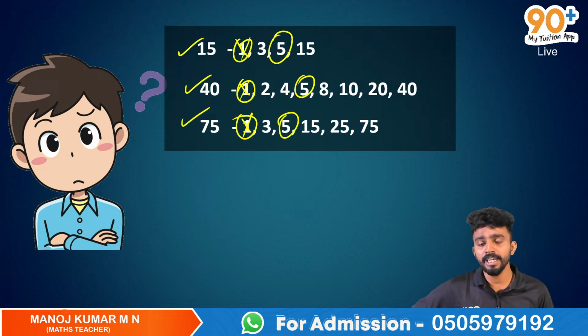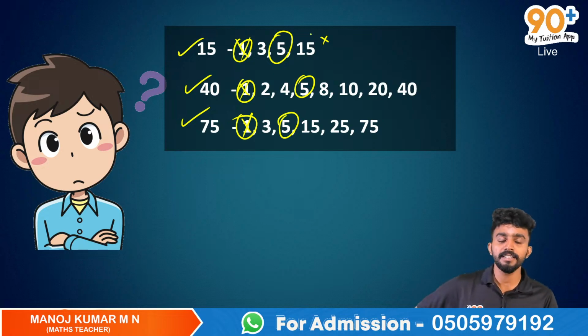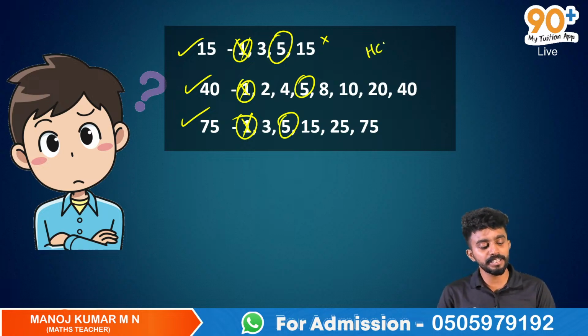And now tell me, which is the HCF, guys, highest common factor? Can we take 15? 15 is not there in the number 40. 15 is here, but for number 40, 15 is not there. 8 we can't take, 10, 20, 40 we can't take. So which is the highest common factor? It is none other than 5 itself. So in this case, HCF and LCM both are 5.